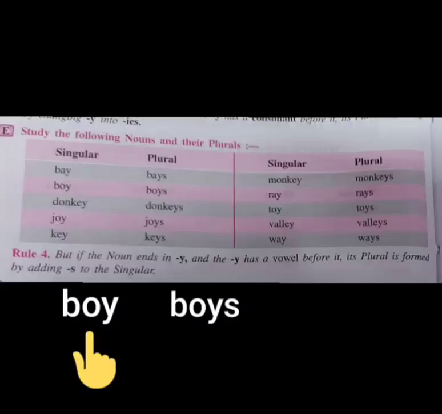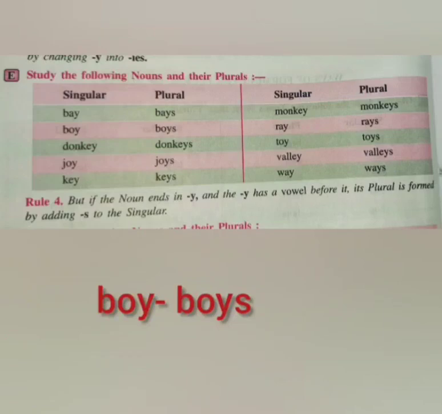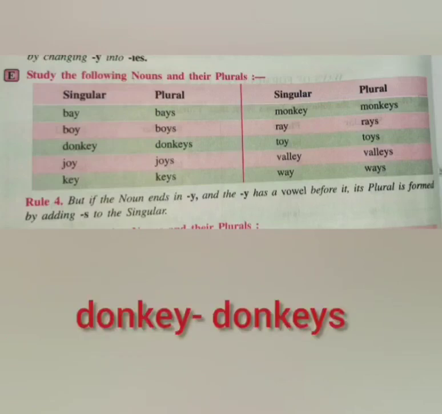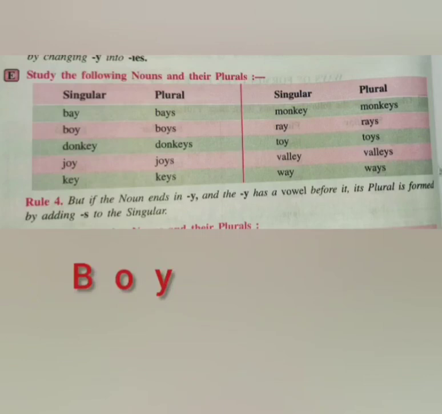Now see the examples. Bay, bays. Boy, boys. Donkey, donkeys. Key, keys. So students, can you note here that at the end I have y, but before y I have a vowel, okay? Earlier I was having a consonant, right? When we did army, so that time I had a consonant, right? But beta here we have a vowel, okay? So in this case we have to change by adding s at the end.